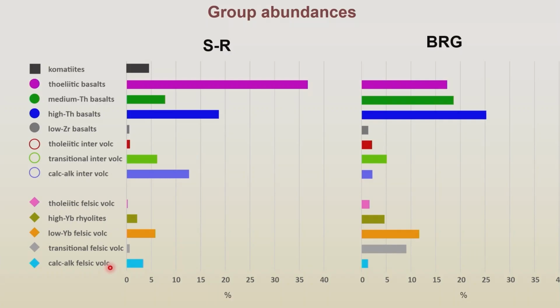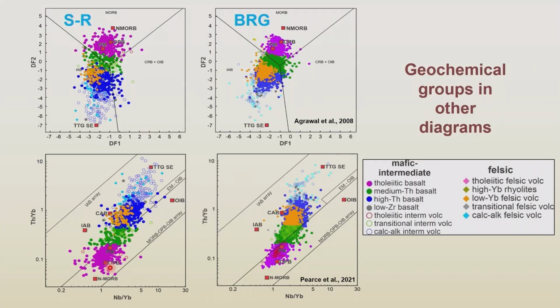So how do these groups do in other diagrams? Here we have Agrawal 2008, which uses several elements in a linear discriminant. We can observe mainly the two major groups. The tholeiitic basalts are typically in the MORB field, and the high-thorium basalts tend to go into the island arc basalt field. We can see similar behavior in the Pearce 2008 diagram, updated in a 2021 paper, going from the mantle array to the island arc basalt array.